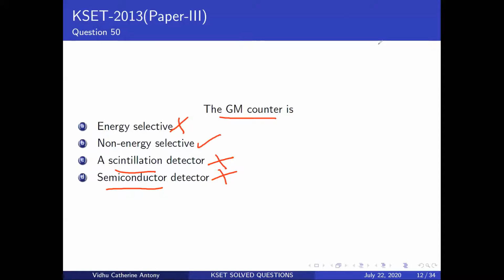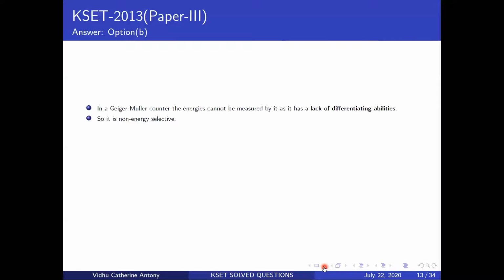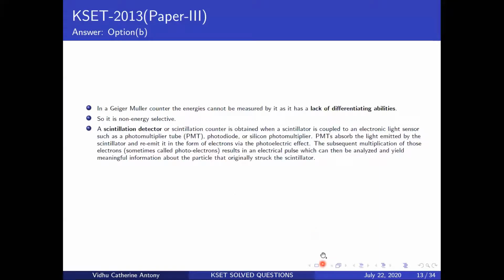Let's just read about the other things. If you're taking the nuclear elective, you'll study these two things in real detail. In a Geiger-Müller counter, the energies cannot be measured as it lacks differentiating abilities. So it is non-energy selective. Now let's look at a scintillation detector. Scintillation is basically when something strikes it, it produces light. A scintillation detector is obtained when a scintillator is coupled to an electronic light sensor, like a photomultiplier tube.